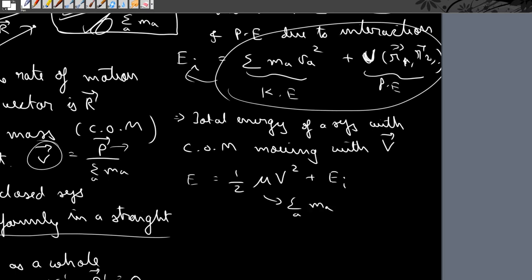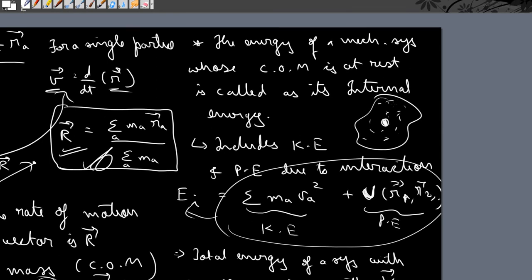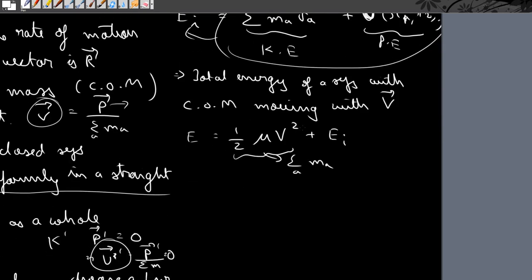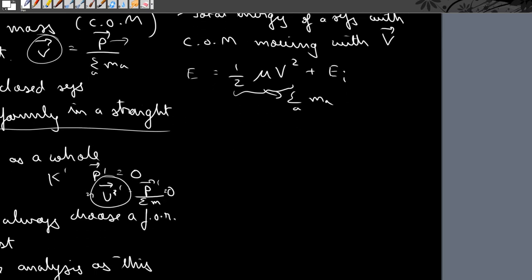Because now every particle is going to have a velocity component v in the direction in which the center of mass is moving. So this will be the additional kinetic energy term for the total energy of the system. So just to make it more concrete, let us prove this.